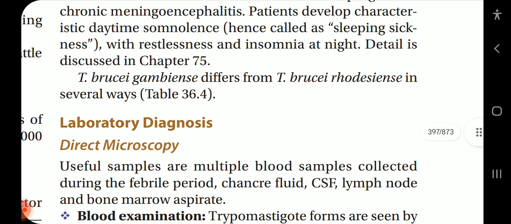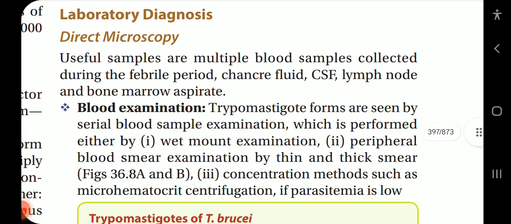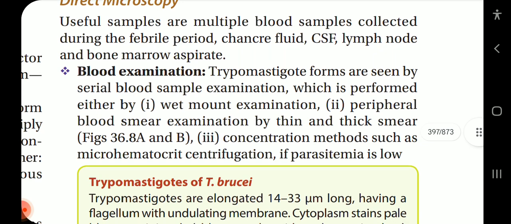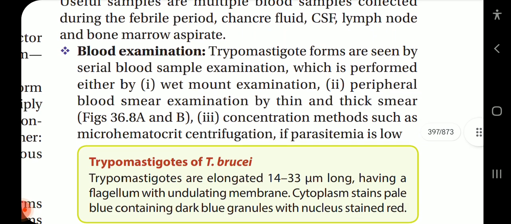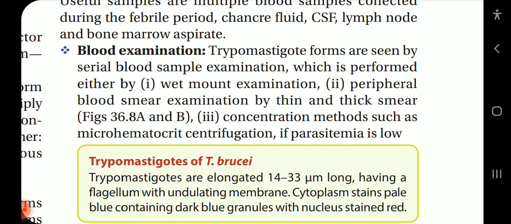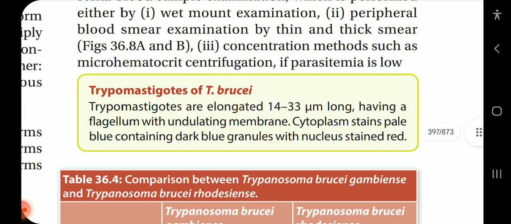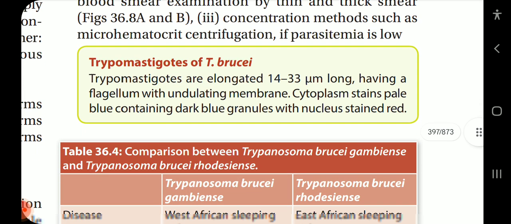Trypanosoma brucei gambiense differs from Trypanosoma brucei rhodesiense in several ways. Lab diagnosis, direct microscopy. Useful samples are multiple blood samples collected during the febrile period, chancre fluid, CSF, lymph node, and bone marrow aspirate. Blood examination: trypomastigote forms are seen by serial blood sample examination, which is performed either by wet mount examination, peripheral blood examination by thin and thick smear, or concentration methods such as microhematocrit centrifugation if parasitemia is low.